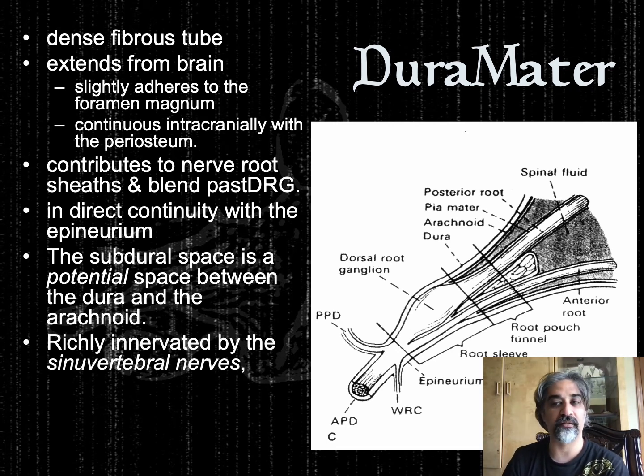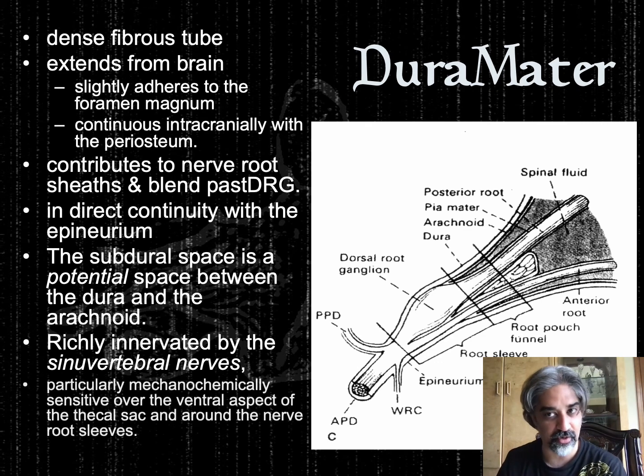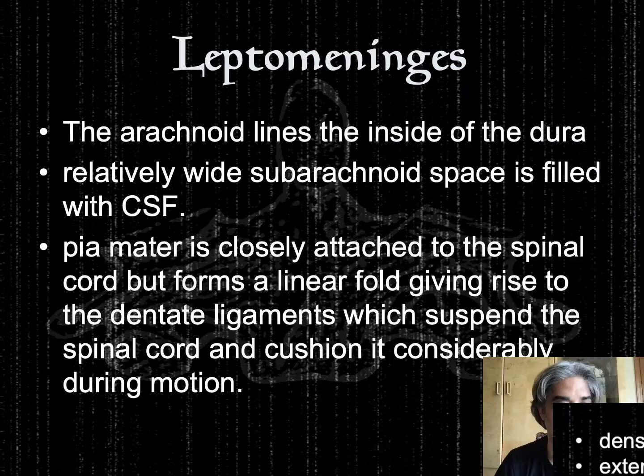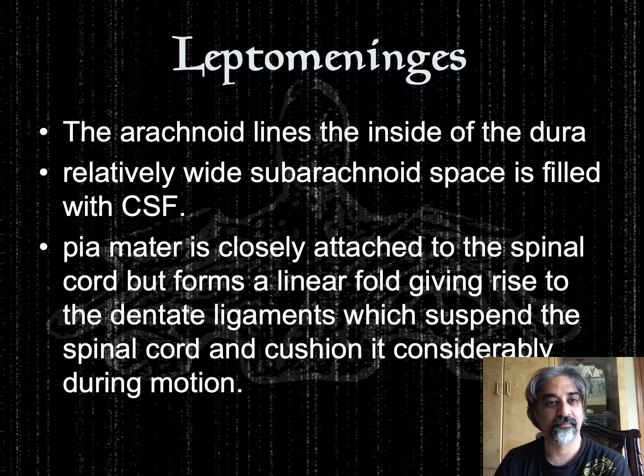It's richly innervated by the sinuvertebral nerves, which we already covered, and it's particularly mechanochemically sensitive over the ventral aspect of the thecal sac, which makes sense. You would want to know if there's anything going on there. So the leptomeninges include the arachnoid and the pia.